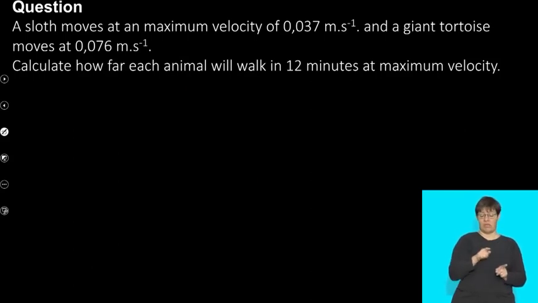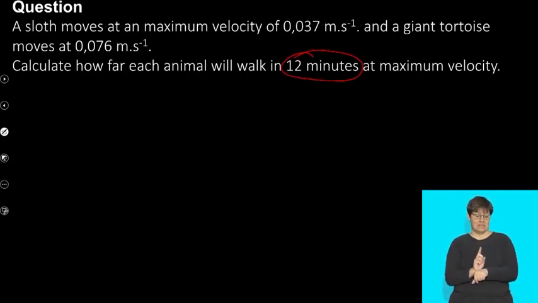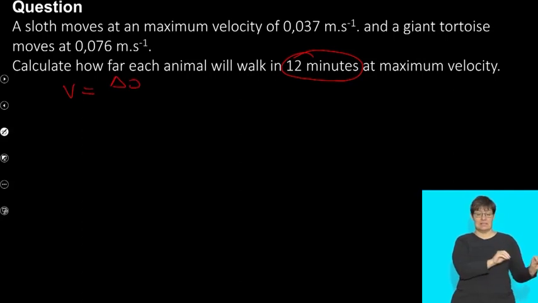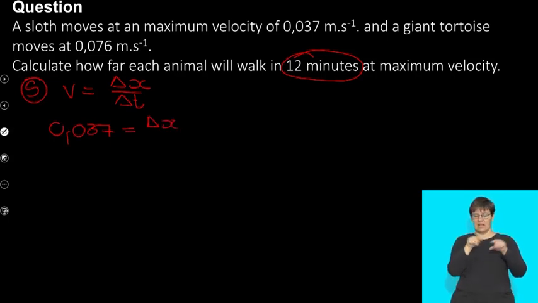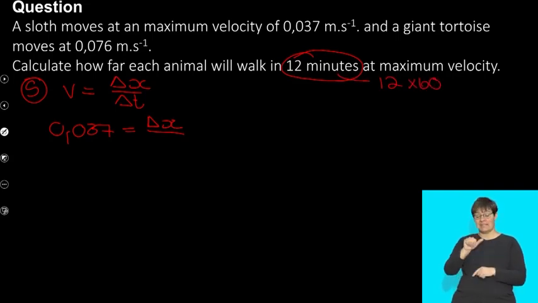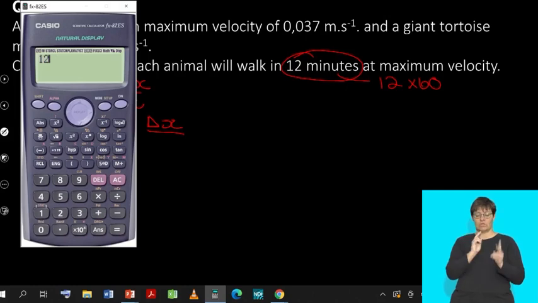One last question. The sloth and the tortoise are now moving at their maximum, and they ask how far each animal will move in 12 minutes. We've done that velocity is displacement over time. So if I look at the sloth first, I'm going to call it S, I would go 0.037 equals delta x over time. Ah, but now there's a problem. The question says 12 minutes. We can't work in minutes. I have to convert that to seconds. So I'm going to have to go 12 times 60. Let's work that out.